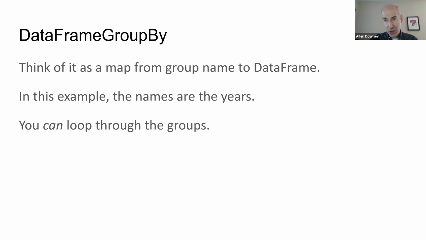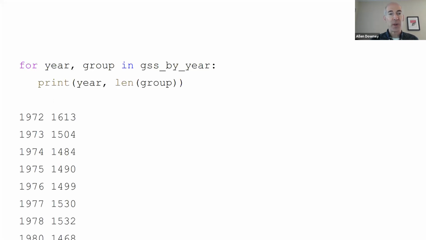One of the things that you can do with a group by object is put it into a loop. So if you loop through it, it returns a sequence of pairs where each pair is a name and a group. The name, again, is the year, and the group behaves like a data frame. So in this loop, I'm just going through and printing the number of respondents during each year. And we can see in the GSS, in the early years, they would interview around 1,500 people per year.